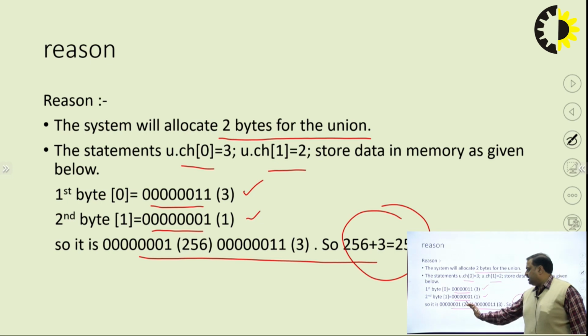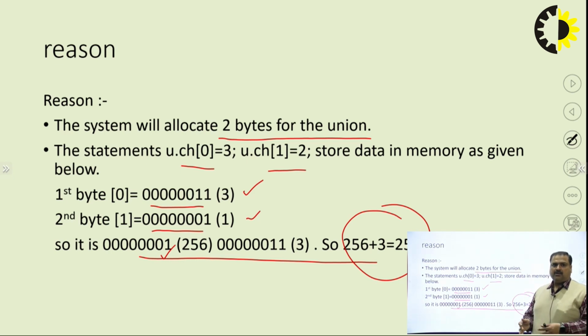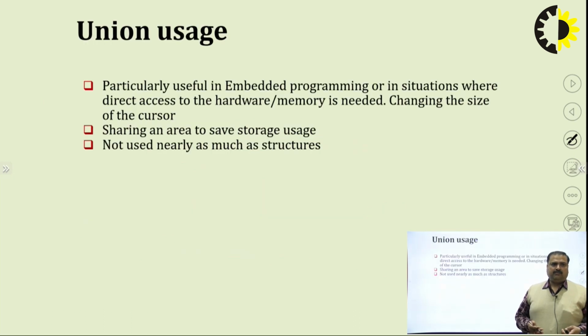because 1 will be here and this 1 will be treated as 256 in binary, and because they are combined, its location changes, and as per its location its value changes. So it becomes 256 plus 3, which is 259. I hope I am able to make you understand the concept of memory allocation for union kind of variables.